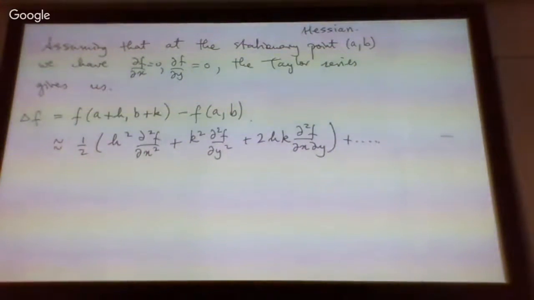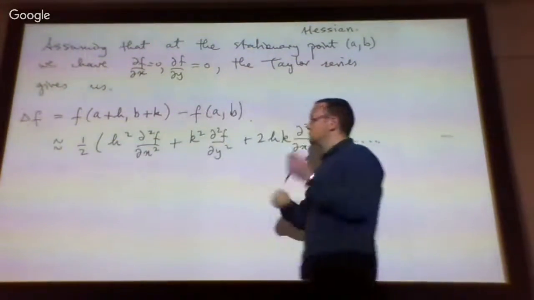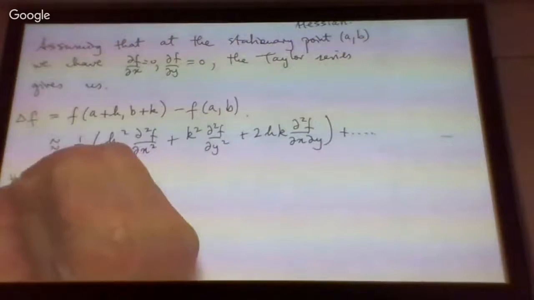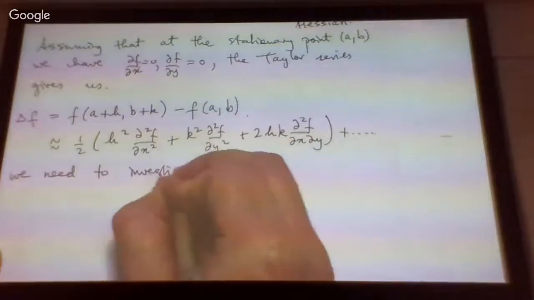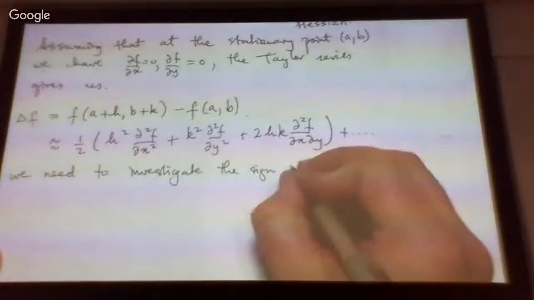And if it's a saddle point, then we expect the sign of this thing to vary with h and k. Sometimes be positive for some choices of h and k, and sometimes be negative. So remember, the saddle point had this mixture of behaviors. Along some certain direction, the saddle point acted like a minimum, and along the other direction, it acted like a maximum. So we need to investigate the sign, positive or negative, of this.